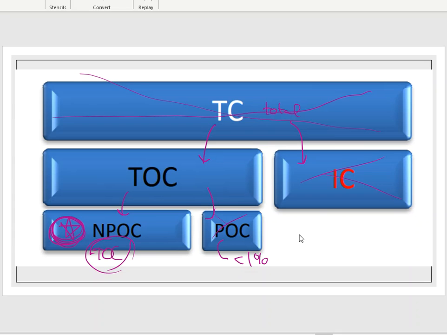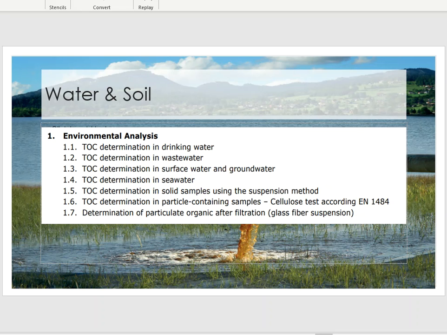And once more, the purgeable piece is less than 1% on average. So that's why we just don't bother with it unless we absolutely have to. So why should we do it, right? Where on earth would I find a TOC analyzer? Why would I be using a TOC analyzer? What types of samples would I put onto a TOC analyzer?